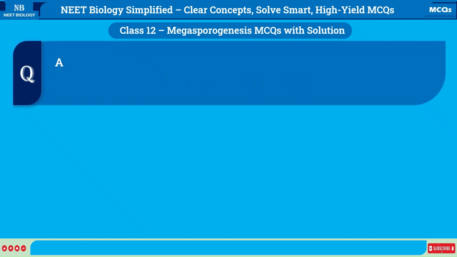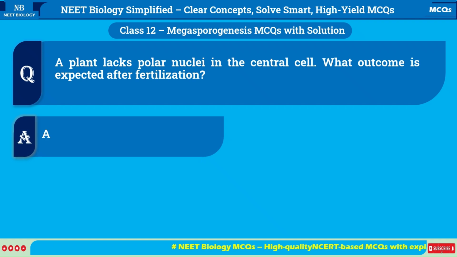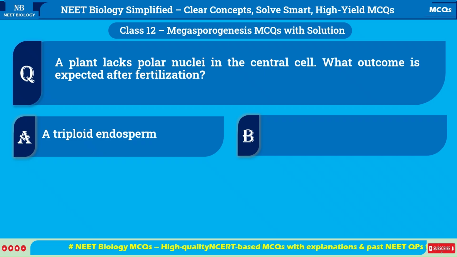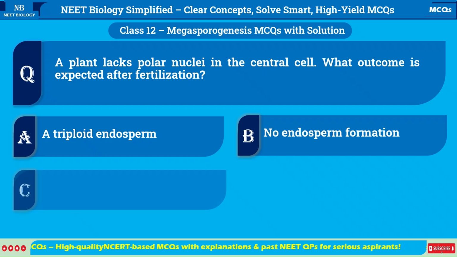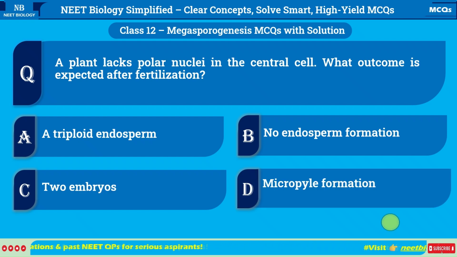A plant lacks polar nuclei in the central cell. What outcome is expected after fertilization? A. A triploid endosperm. B. No endosperm formation. C. 2 embryos. D. Micropyle formation.